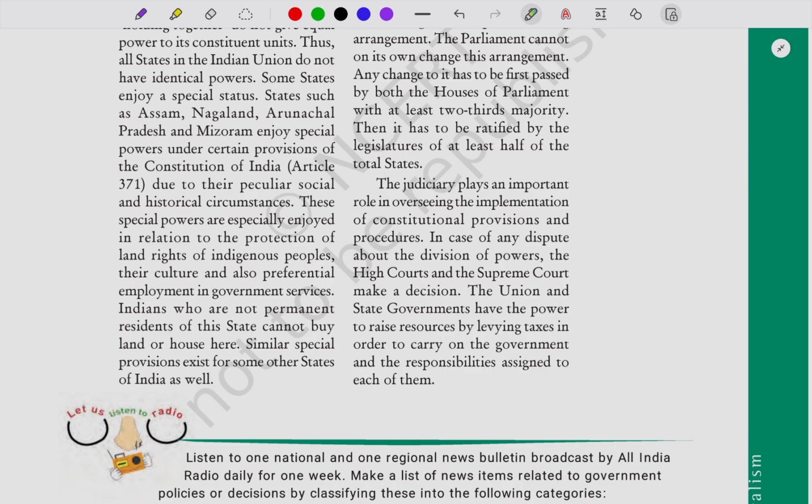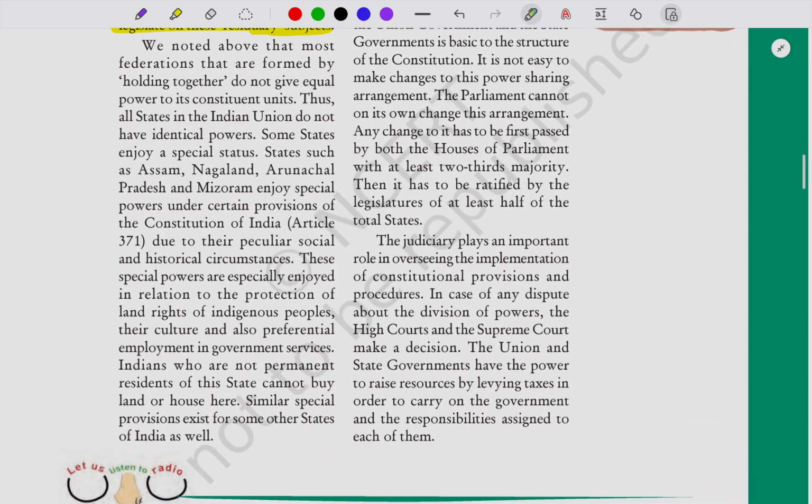Indians who are not permanent residents of the state cannot buy land or house here. Similarly, special provisions exist for other states of India as well.